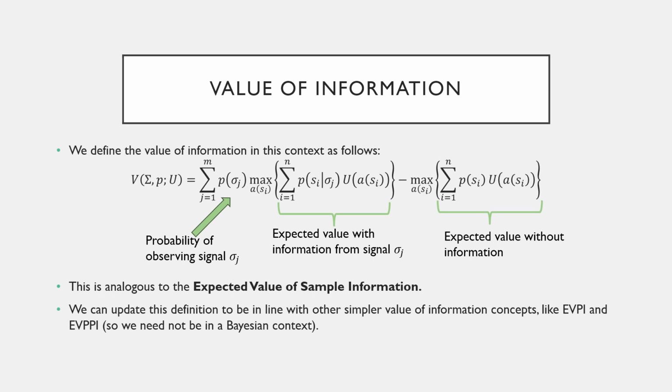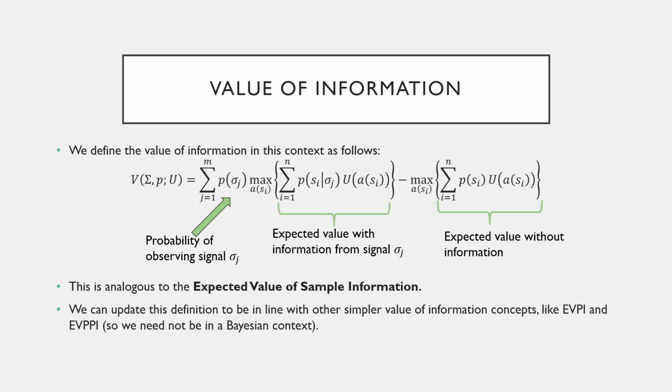We're also going to need to think about the value of information. Value of information in this context is defined by the following equation. There's a lot going on here, but this is analogous to the expected value of sample information, where our first term is the probability of actually observing signal j, and the expected value of our information from observing signal sigma j. So that's updating there. And we're going to subtract off the expected value without information. Again, we're looking at the choices with those signals and the optimal choices without that signal.